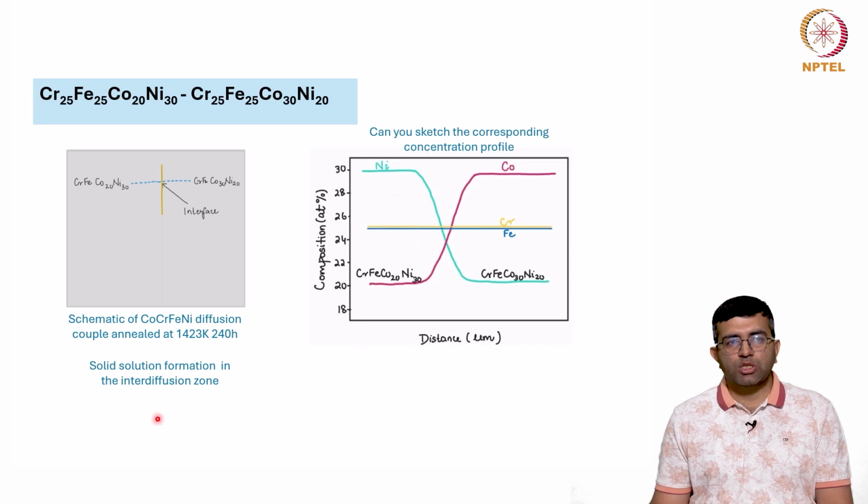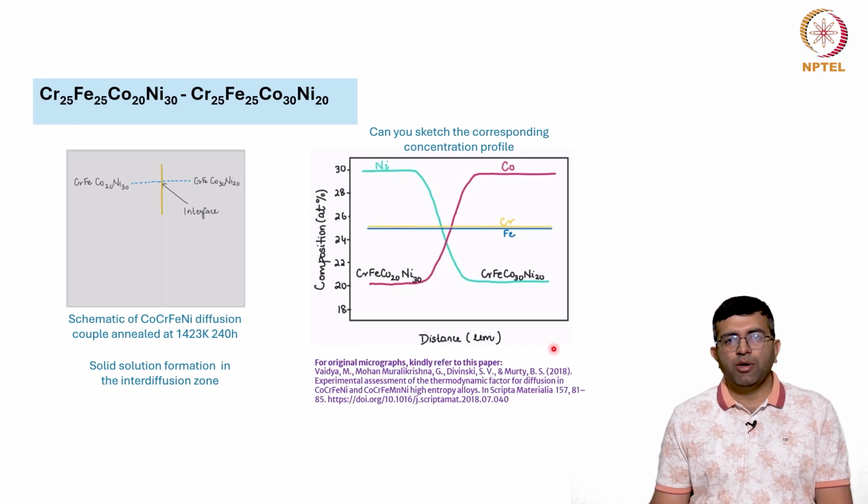This was reproduced from the paper, and you see here a nickel concentration profile. This is a cobalt concentration profile. Nickel is decreasing from here to here, cobalt is decreasing from here to here, and chromium and iron are constant because there was no gradient for them. So, although this is a 4-component alloy system, it is only 2 elements which are actually diffusing. For the other 2 elements, there are no concentration gradients.